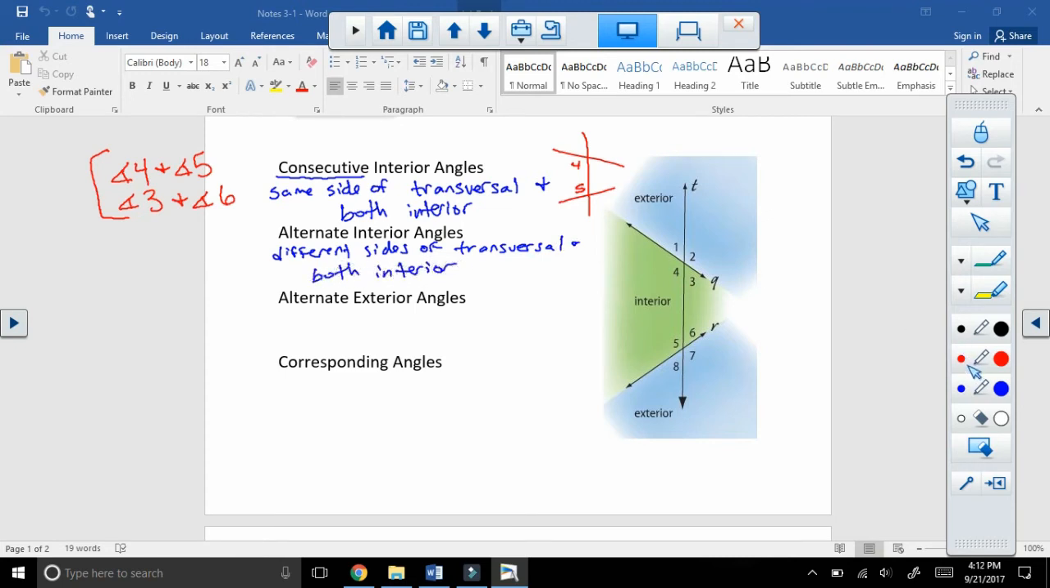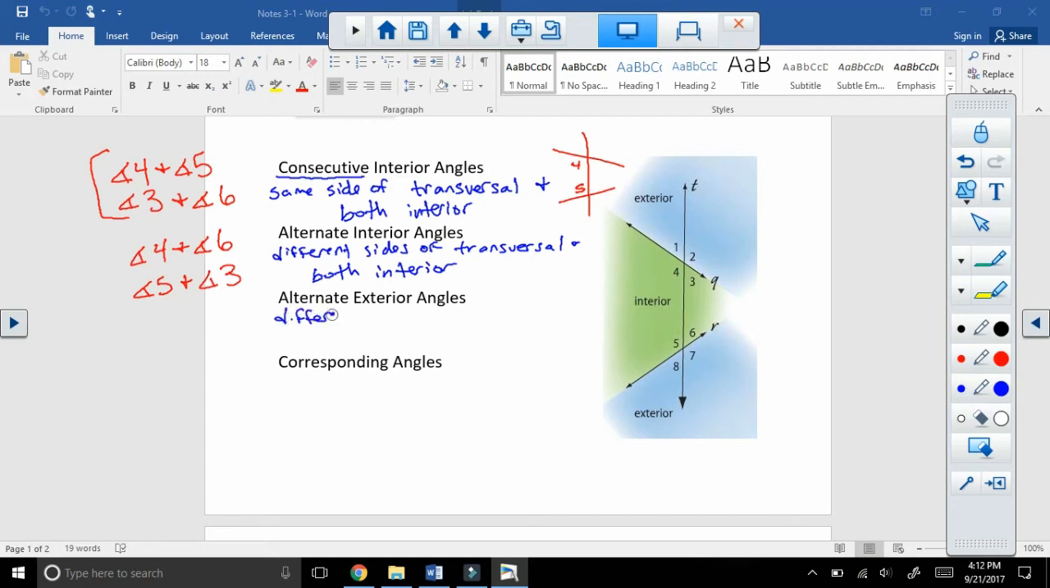So looking at the picture here, angle 4, its alternate interior angle will be angle 6. And then for angle 5, its alternate interior will be angle 3. Once you have these down, or alternate interiors, alternate exteriors are the same thing except both on the exterior.